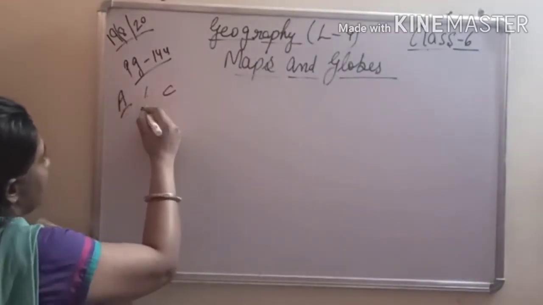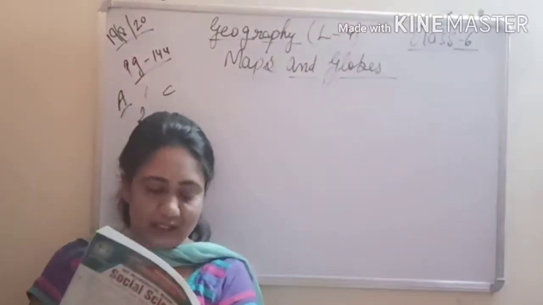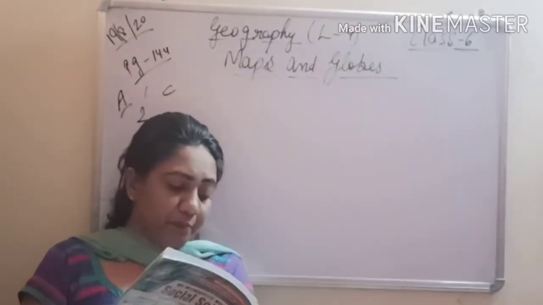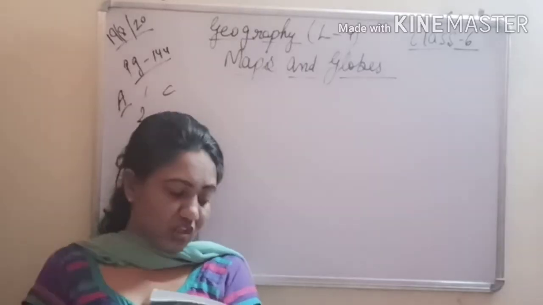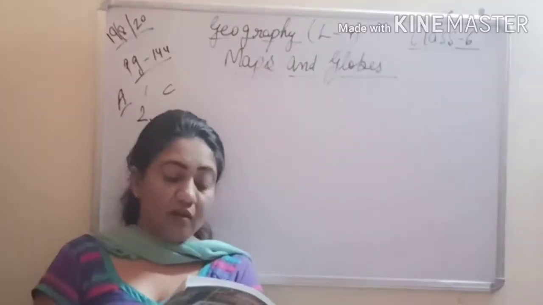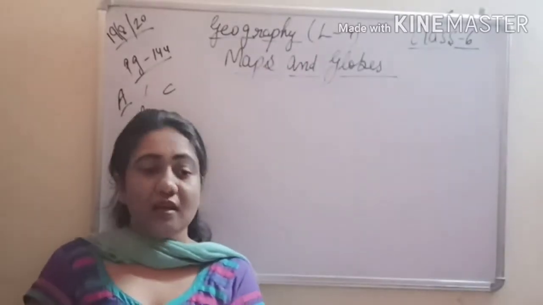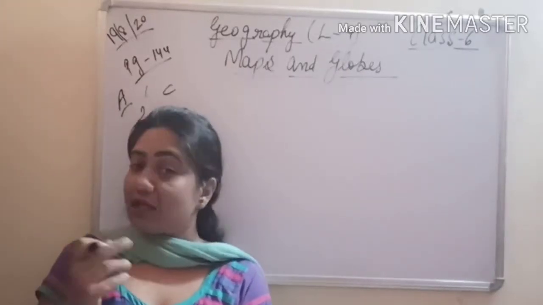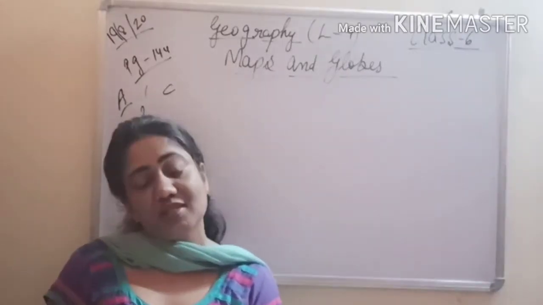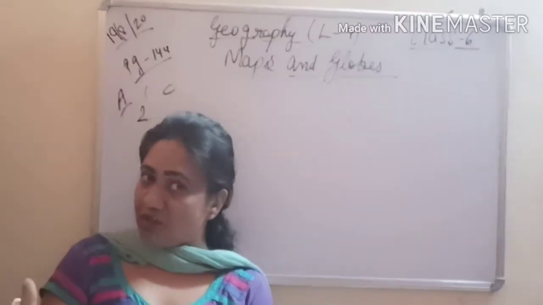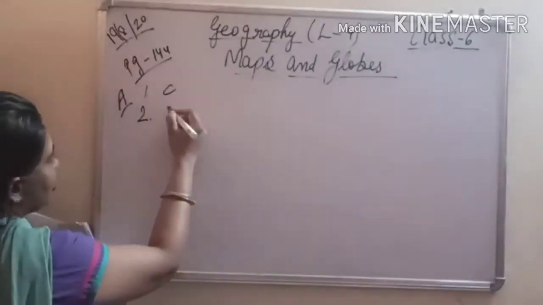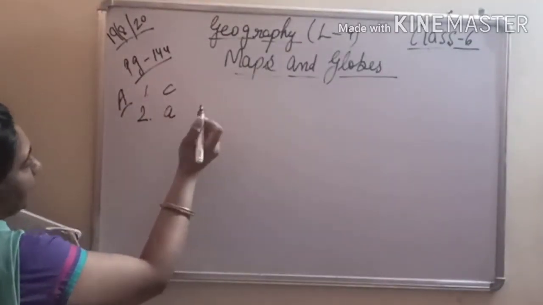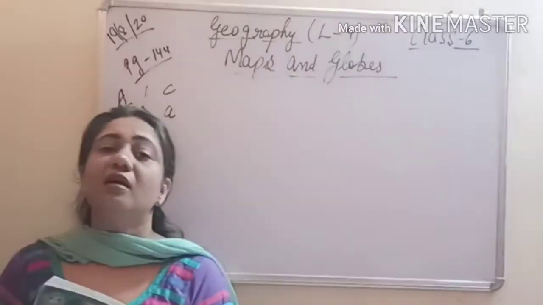So just write down the answers in your book with pencil. Next, in a map, blue color represents dash. Oceans and seas, forests or mountains. Obviously blue color, it is a color of water, so it represents oceans and seas. So it is option number A according to your book. So just write option number A. You can put a tick on option number A.